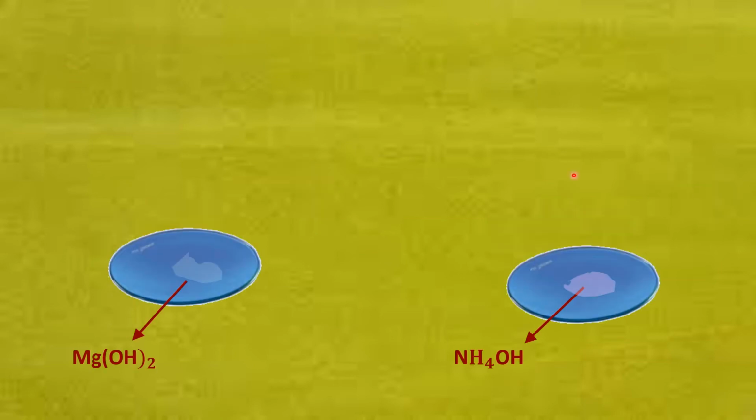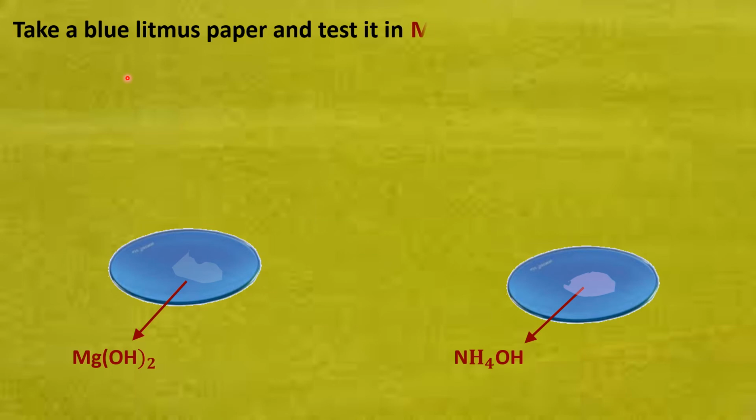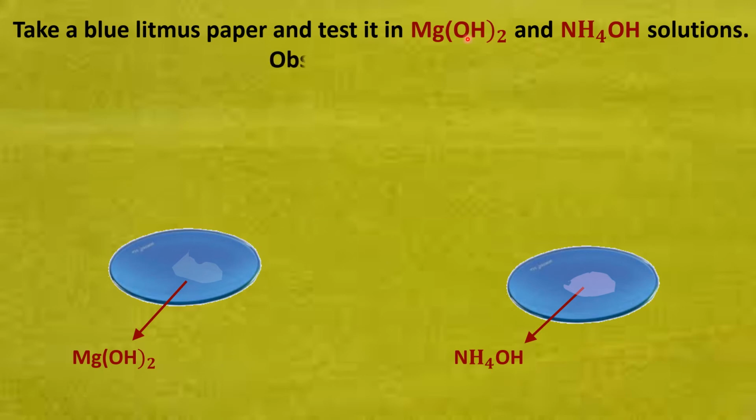Now we'll test it with the blue litmus paper. Just now we have seen with red litmus paper, there we could find that red litmus paper has changed to blue in magnesium hydroxide and ammonium hydroxide solutions. Here we'll take a blue litmus paper and test it in these two solutions.